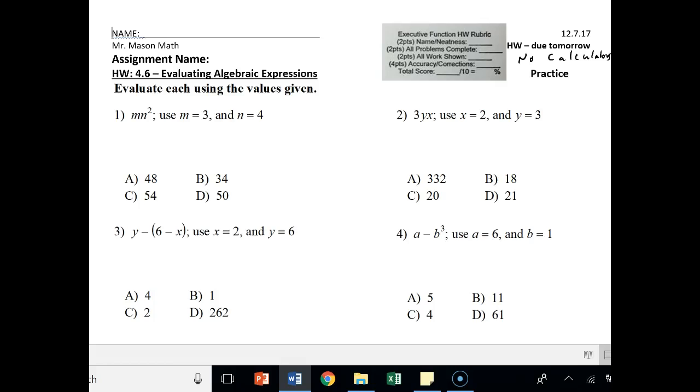Welcome to homework 4.6, evaluating algebraic expressions. It's a practice homework and no calculators are allowed. All we do when we evaluate algebraic expressions is plug in the value that they give us for the variable.